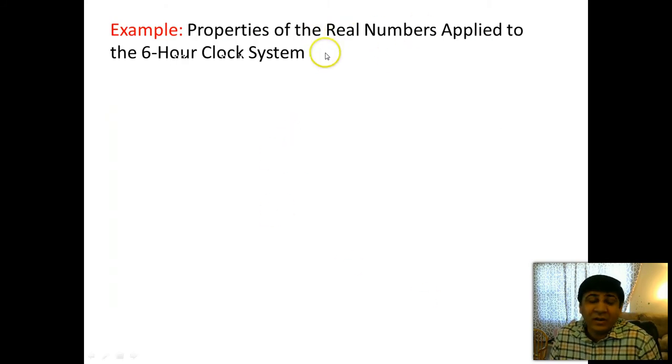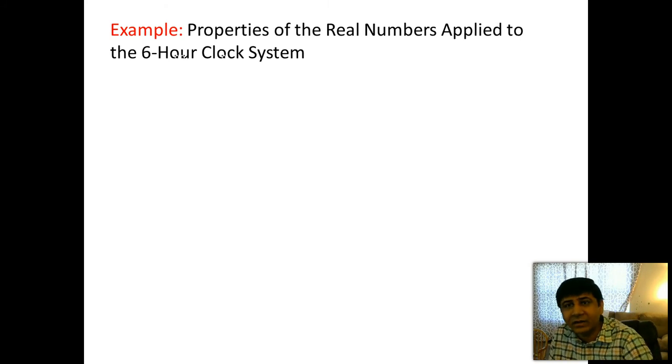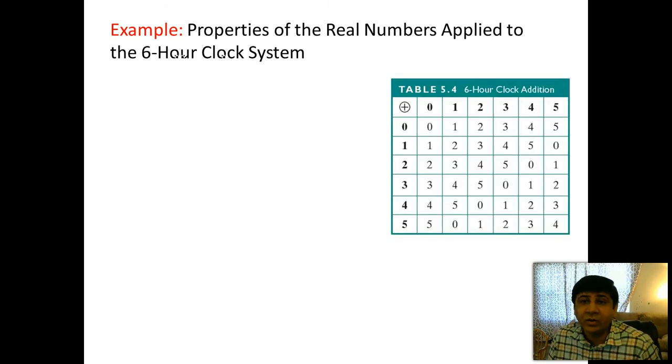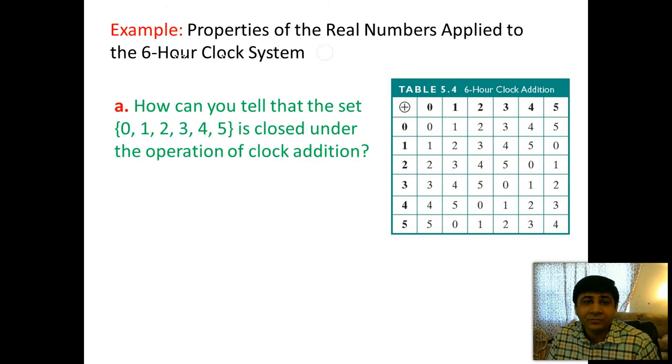Now the properties of the real numbers: even if we are restricting ourselves from 0 to 12, we're still in the real number system. So the properties of the real numbers apply to 6-hour clocks. Here we will look at some examples.